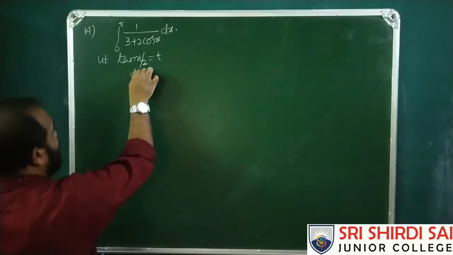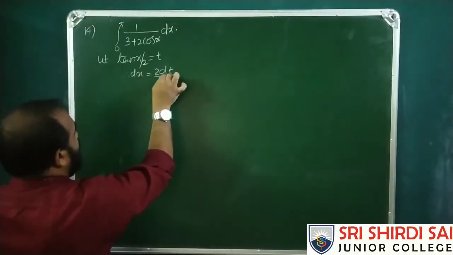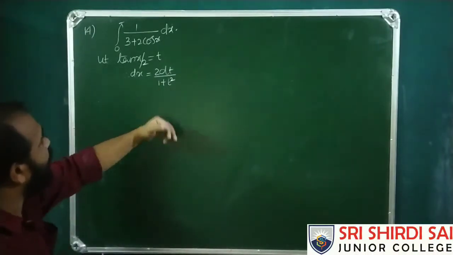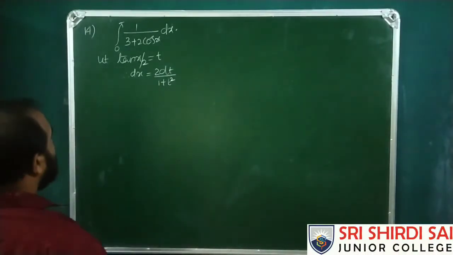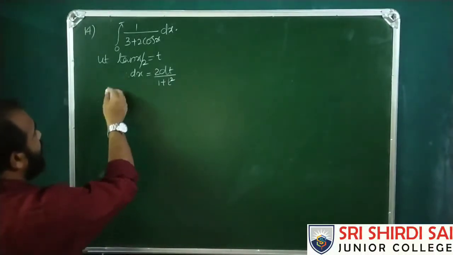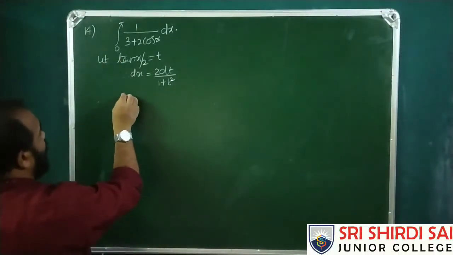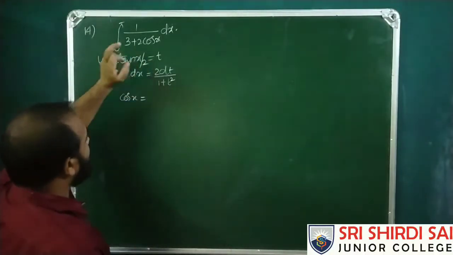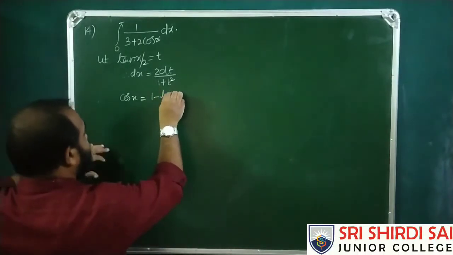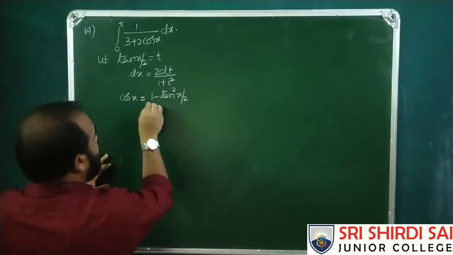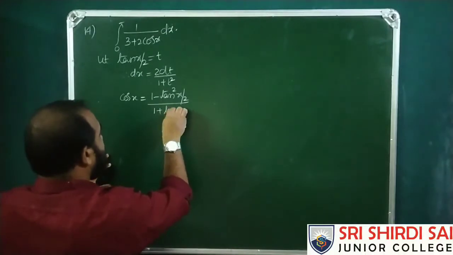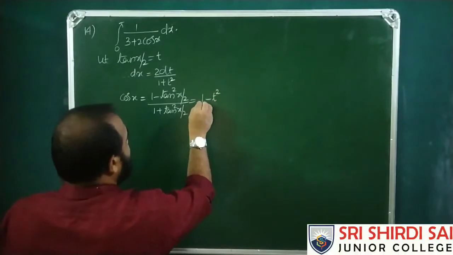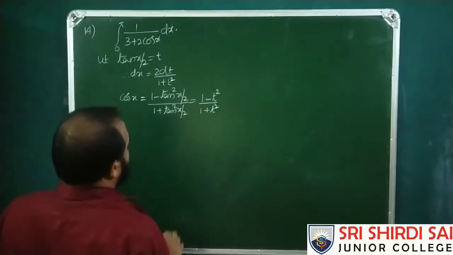Therefore dx is equal to 2 dt by 1 plus t square. If you want more clarity, refer to the last question. And we change the limits also. What is cos x? Cos x in terms of tan is (1 minus tan square x by 2) by (1 plus tan square x by 2). This is equal to (1 minus t square) by (1 plus t square).